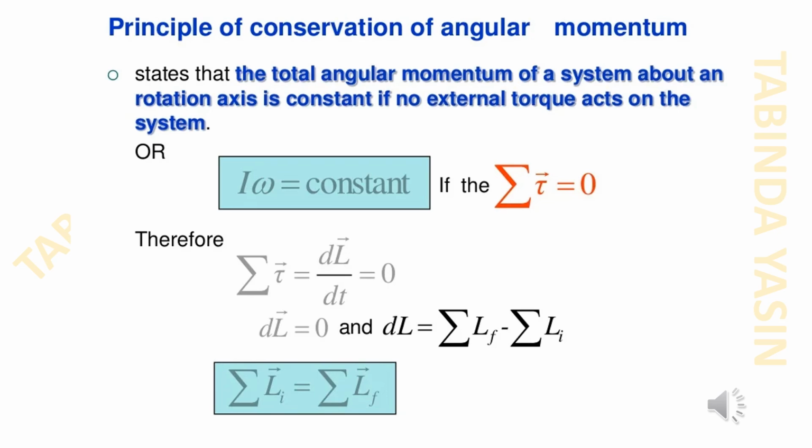So we can write that summation tau is equal to dL over dt. It means that if the torque is 0, then dL over dt is equal to 0. Integrating that, we get delta L equal to 0, or delta L equal to summation L f minus summation L i. That means the initial angular momentum is equal to the final angular momentum, that is, summation L i is equal to summation L f. It means that the angular momentum before and after is conserved.